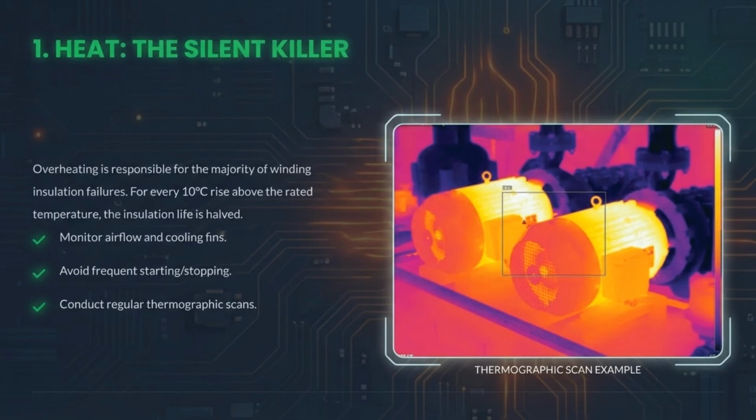The number one killer is heat. Overheating halves the insulation life for every 10 degrees Celsius rise. Monitoring airflow and conducting regular thermographic scans are vital for prevention.